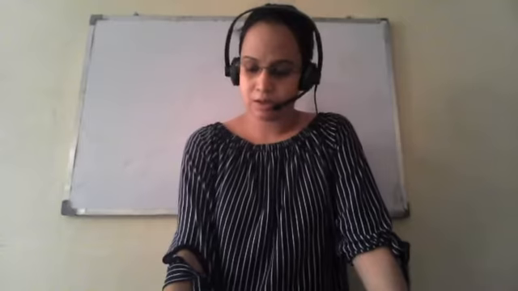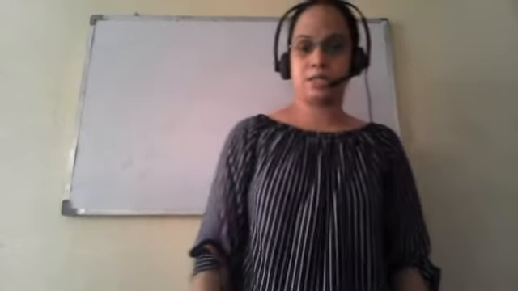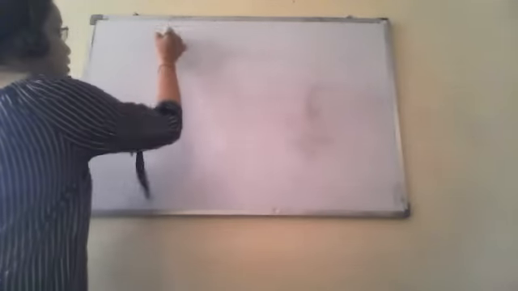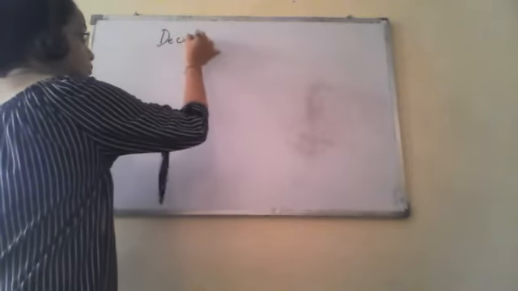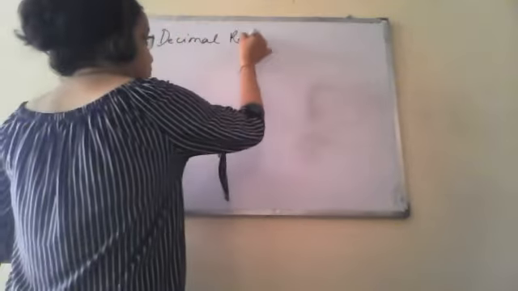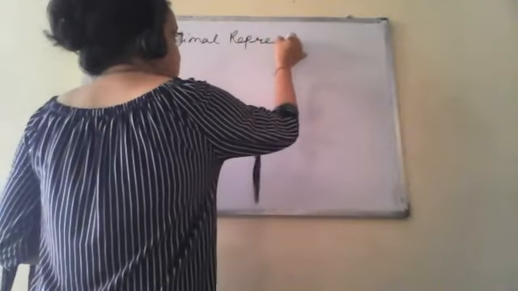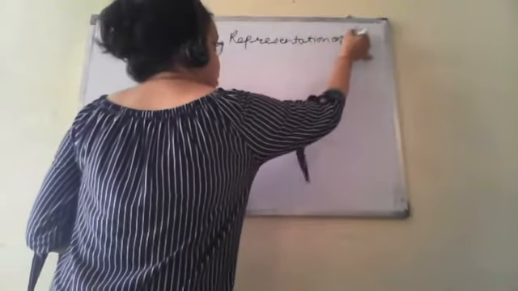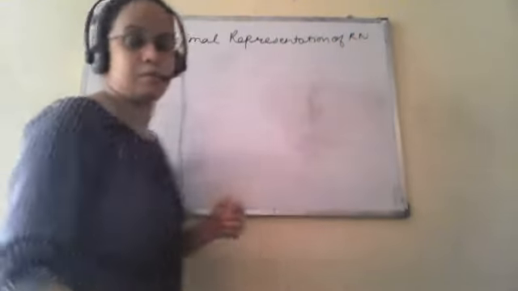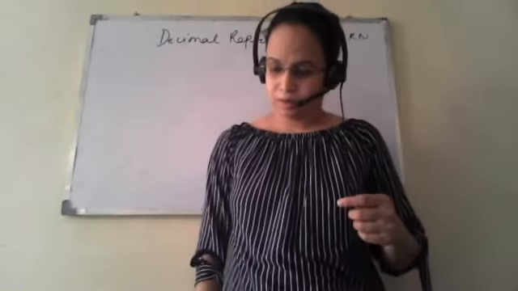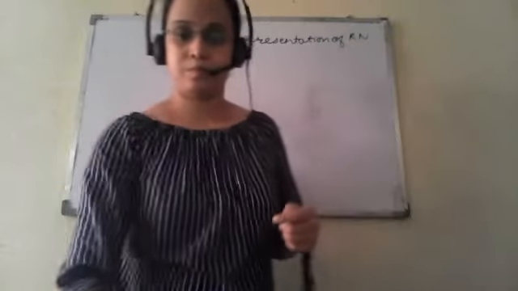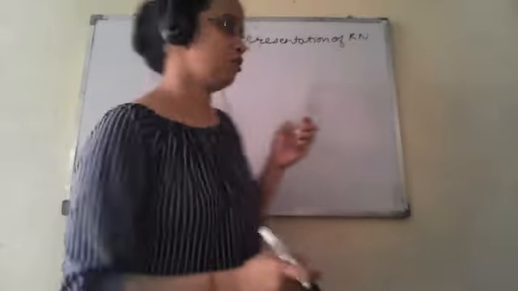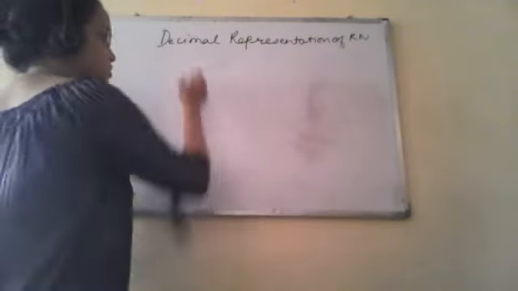Hello everyone. In this video we'll see the decimal representation of rational numbers. Okay. So now, how to find the decimal, or what is the decimal representation of a rational number?